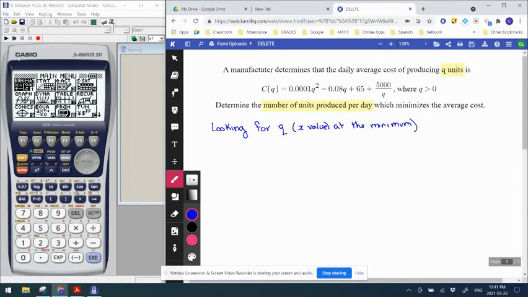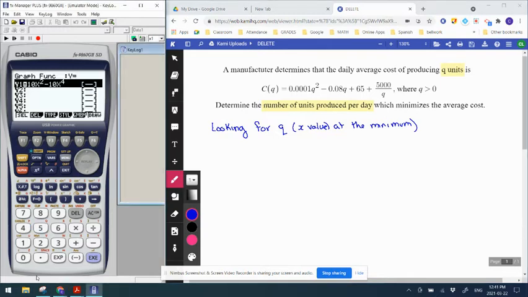our calculator. So of course I'm using the Casio. We're going to go into graph. Now I'm going to enter in the equation. Let me just delete what I have. So 0.1231. Of course, these calculators don't have a Q, so we use an X. Minus 0.08 X plus 65 plus, I'm going to get the fraction, 5,000 over X. So once we have that entered, we're just going to hit execute, execute again.